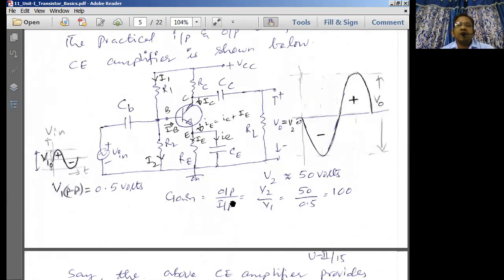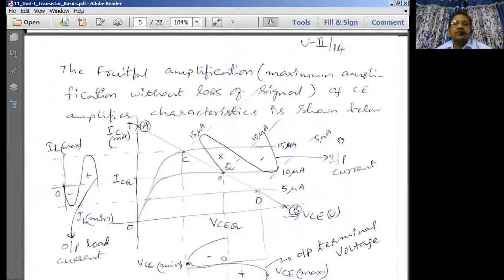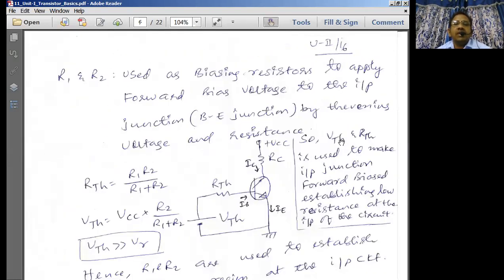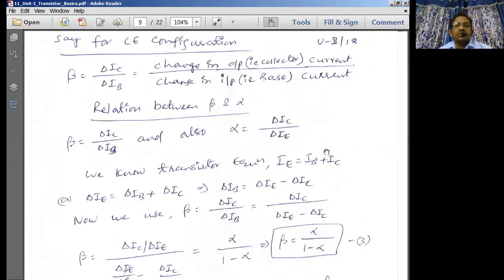Now what is the gain of the amplifier? If the output voltage peak to peak is 50 volts and the input voltage peak to peak is 0.5 volts, then the gain is equal to 100. Output by input is known as the gain. So the amplifier increases the input voltage by 100 times, and thereby we get an amplified version of the output signal. This is the basic of the amplifier circuit.